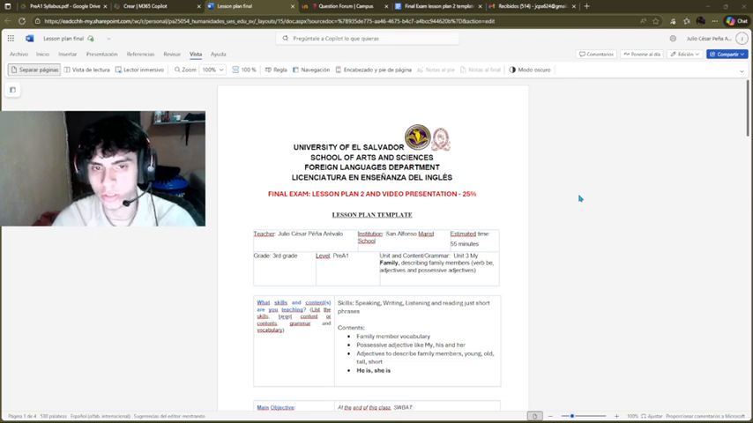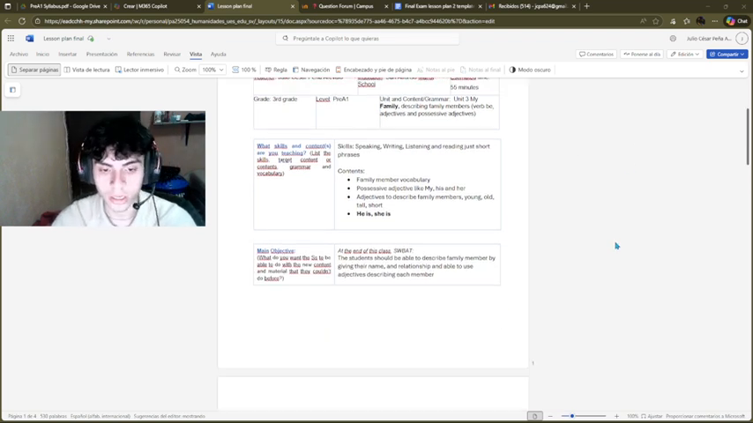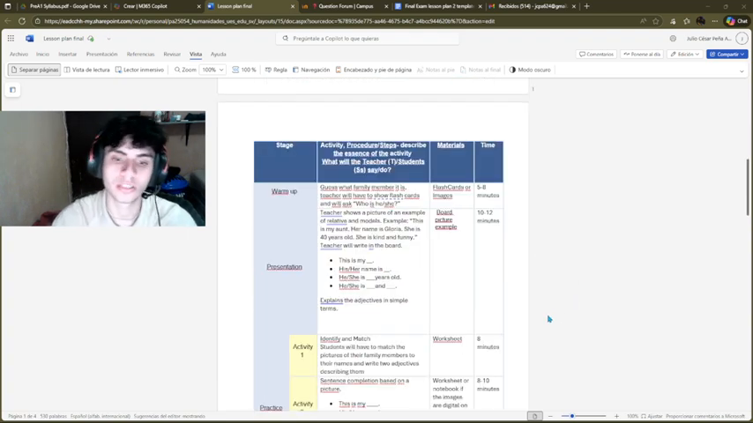We're going to teach the students to know and differentiate father, mother, grandfather, grandmother, and the possessive adjectives like my, his, and her. Also adjectives to describe family members like younger, older, tall, short. My brother is taller, and my older brother is shorter, and stuff like that. He is, she is, and the students should be able to describe family members by giving their name and the relationship they have.